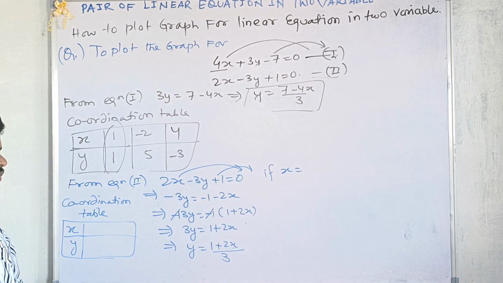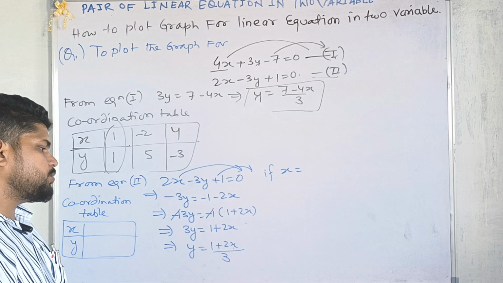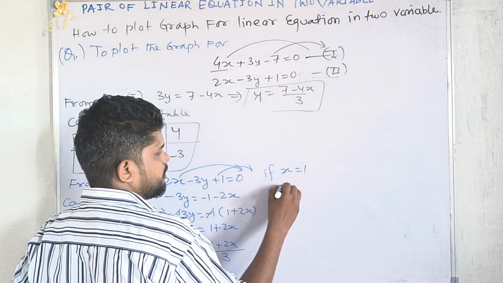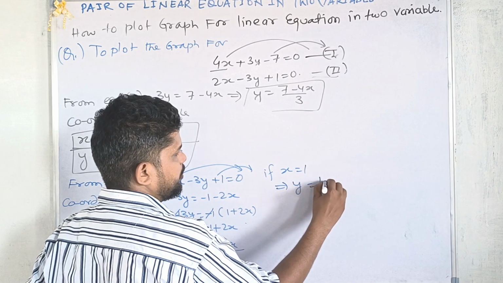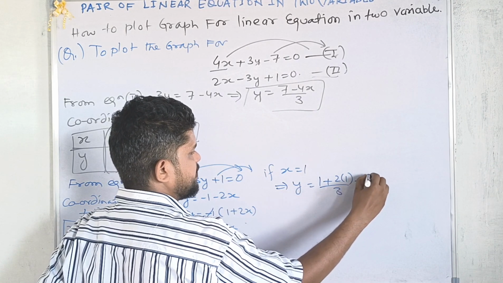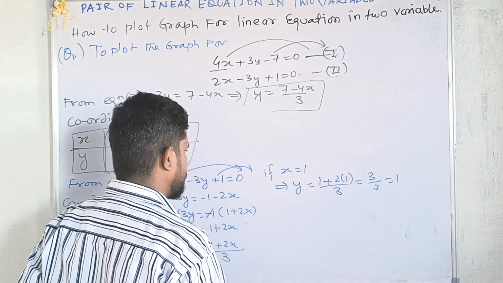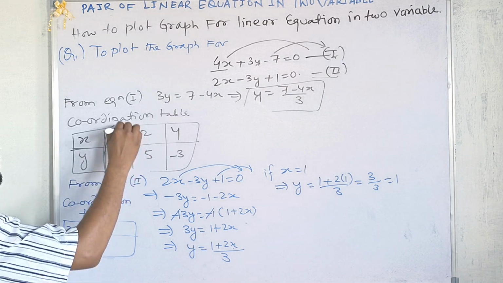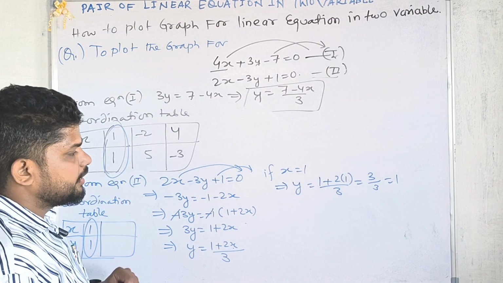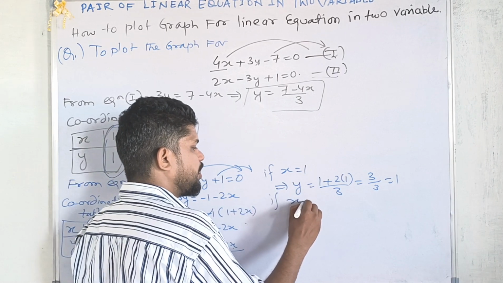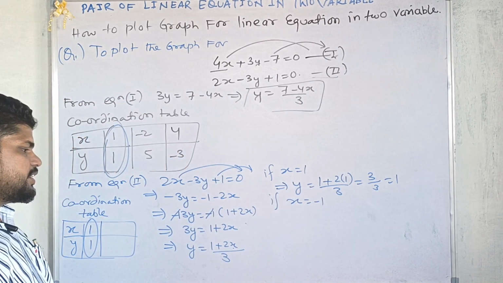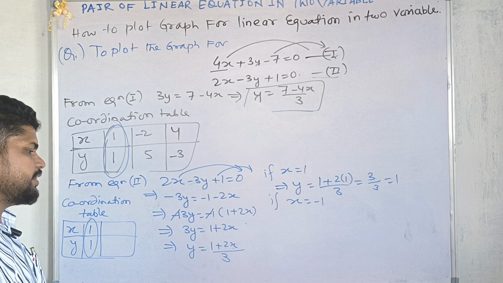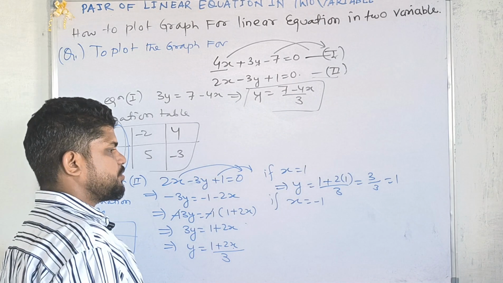Now if I put the value of x is equal to 1, so this will be 1 plus 2, 3 by 3, that is 1. Okay, so if value of x is 1, this implies that value of y is 1 plus 2 into 1 divided by 3, that is 3 by 3, which is 1. So for the value of x is equal to 1, I am getting the value of y is equal to 1. Okay, one common coordinate I have got here. Now if I put value of x is equal to minus 1, this will give 1 plus minus 2 divided by 3, that is 1 minus 2 is minus 1 by 3, so it is avoided.